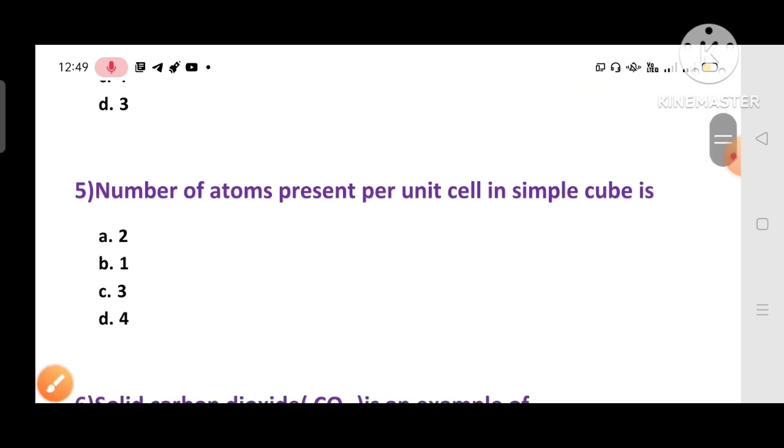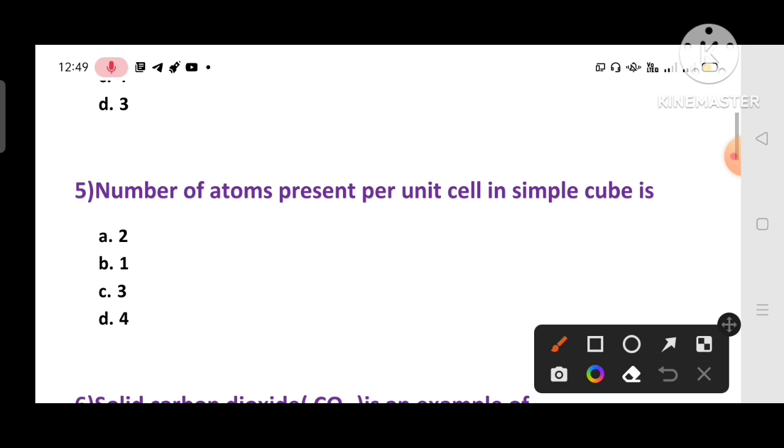Next question, number of atoms present per unit cell in simple cube is, option A 2, option B 1, option C 3, option D 4. And the right answer is option B 1.